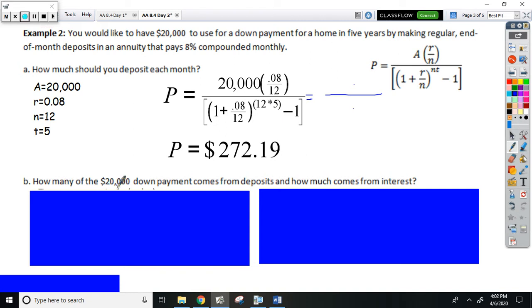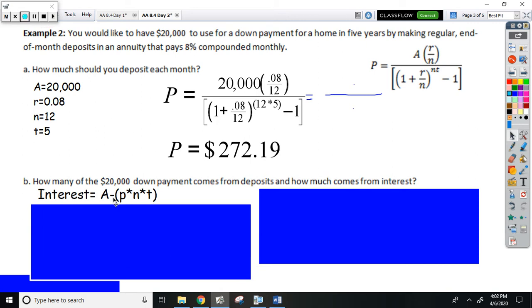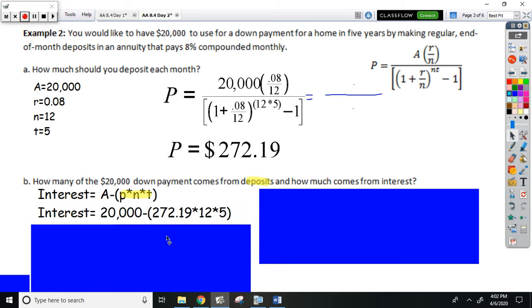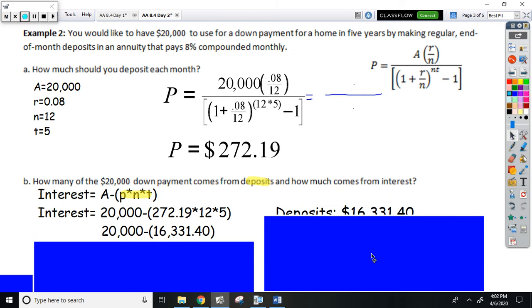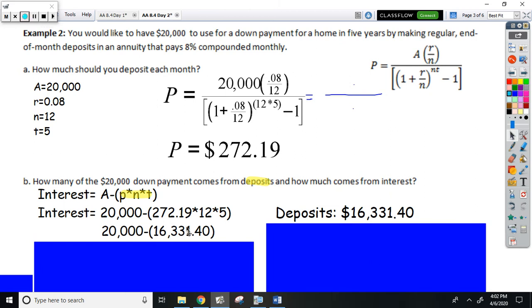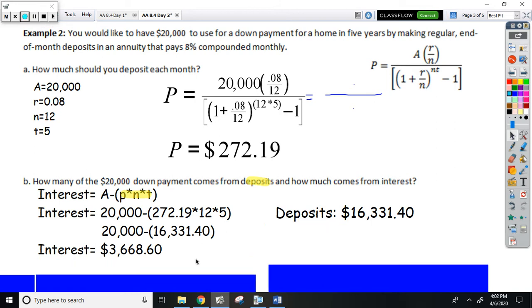So, how much of the $20,000 down payment comes from deposits, and how much comes from interest? So remember, to calculate our interest, we take A minus P times N times T. Now, the P times N times T is the deposit part. So we're going to be taking the P, which we just found, 272.19, times 12 times 5. So that means that our amount from deposits is $16,331.40. And then when we subtract that, we find that the interest is $3,000.